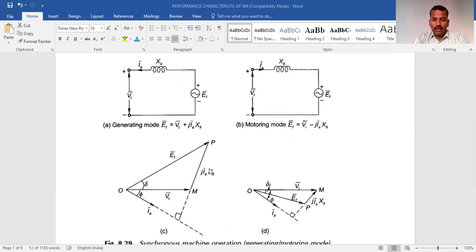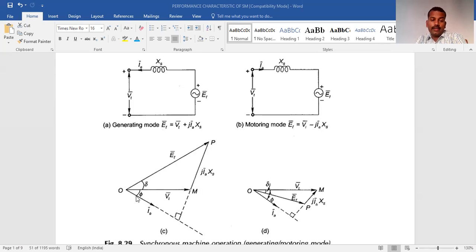to IA, and this will meet at point P, and hence this EF, the resultant, will be equal to the sum of the voltage across the synchronous reactance and the terminal voltage VT. This is VT and this is JIXS, the voltage across the synchronous reactance, and this will be the resultant. You can see here this angle delta, the torque angle or power angle, is the angle between VT, the terminal voltage, and the excitation voltage of the synchronous generator.